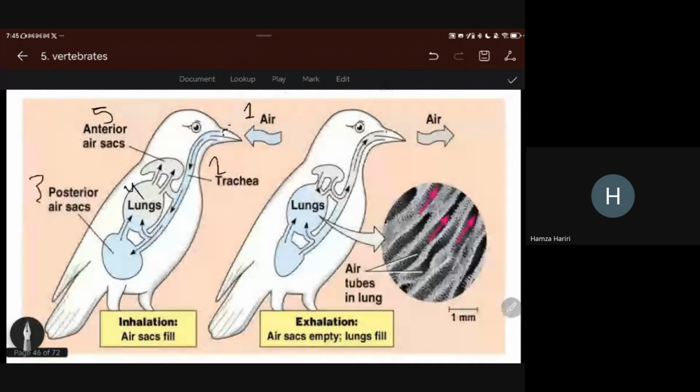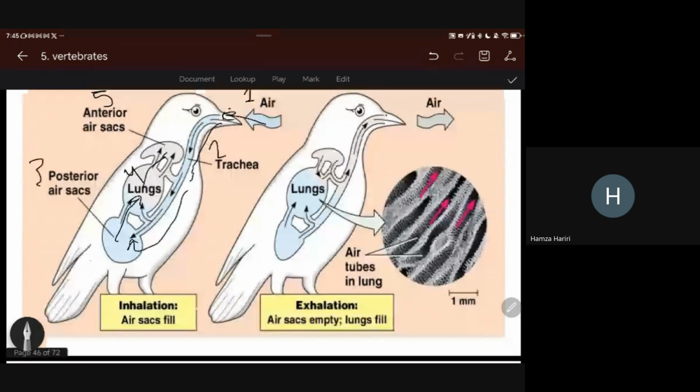So as we can see here, the air enters through the nostrils, it moves through the trachea, and then it goes into the posterior air sac, and then it goes into the lungs, and then it goes into the anterior air sac.